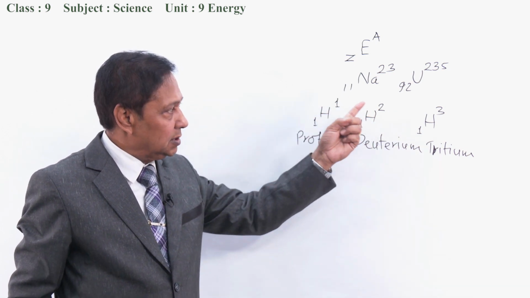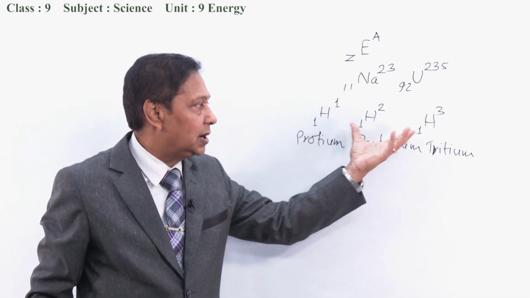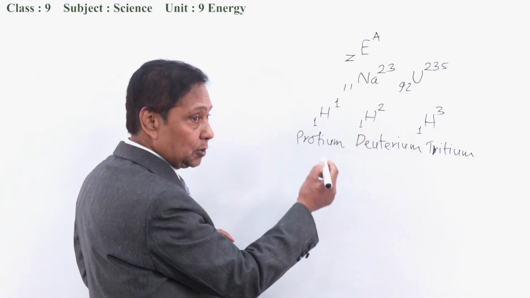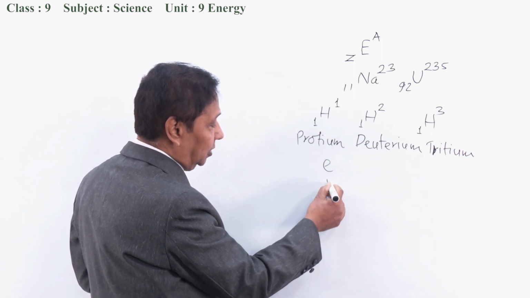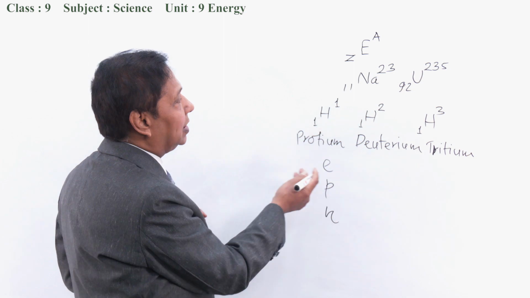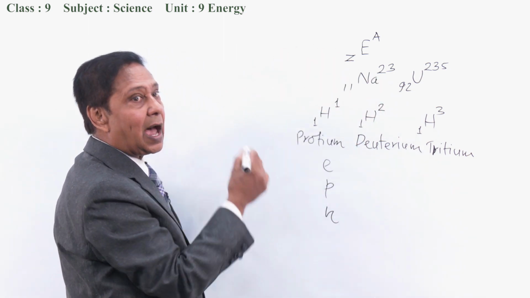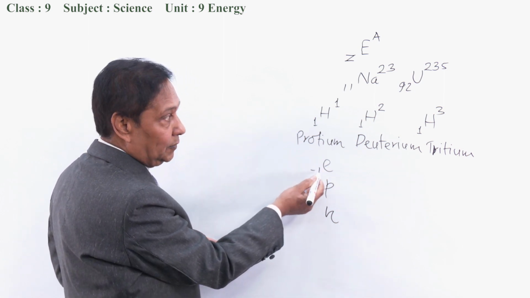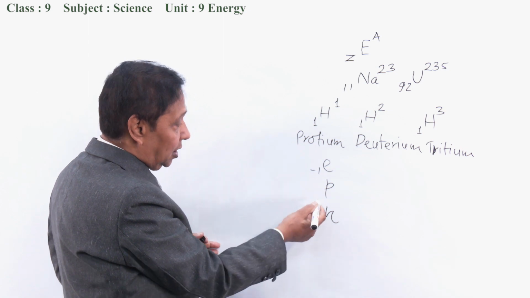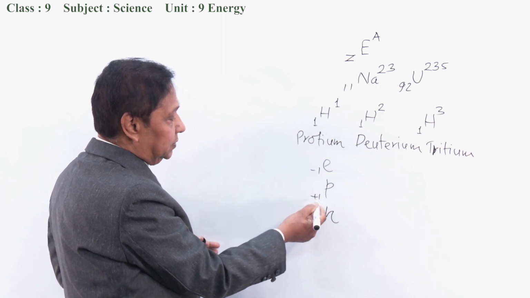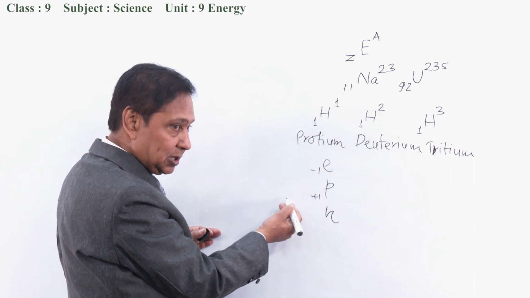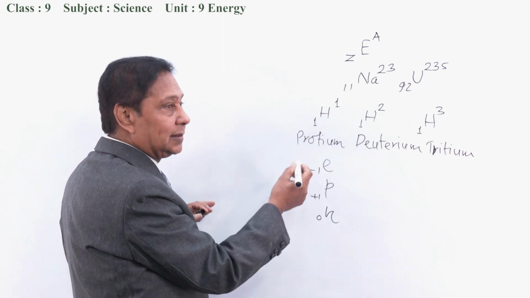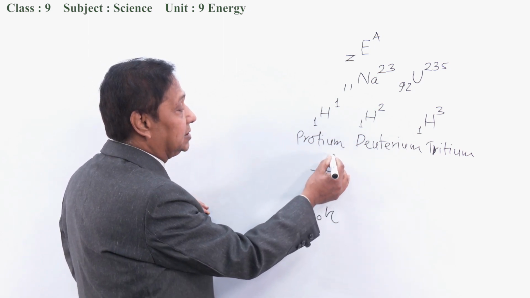Now, this we must remember: protium, deuterium, tritium are symbolically written like this. If we have to write subatomic particles like electron, proton and neutron, then we will not write like this. We will talk about their charge. Electron has 1 unit negative charge, that's why I am writing -1 here at the bottom left. Proton carries 1 unit positive charge, so I am writing +1 on the left. Neutron carries no charge, so 0. But regarding relative mass, the mass of the electron is negligible, that's why I am writing 0 here.